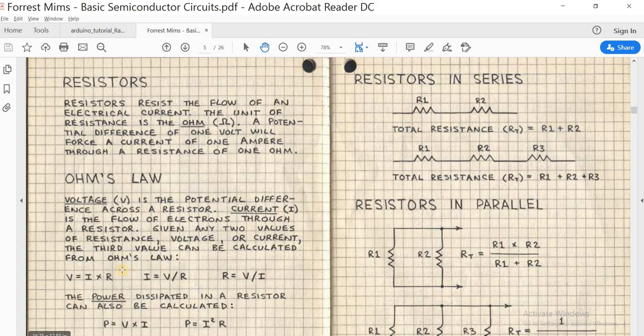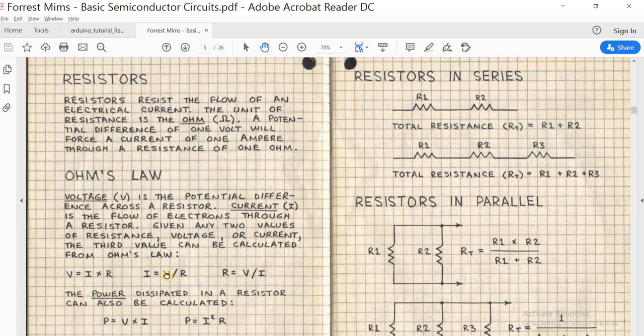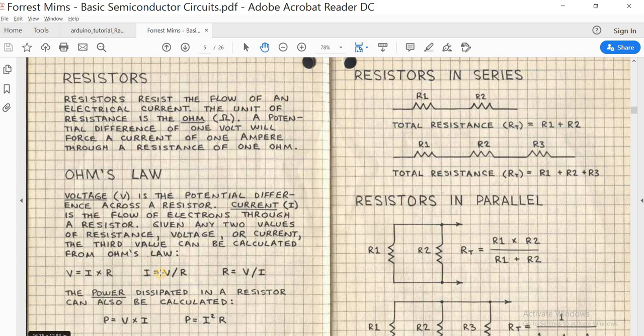So that's the reason why in the PDF they said V equals I times R. V equals I R. This is Ohm's law. So V is directly proportional to I. I is directly proportional to V and inversely proportional to R. That means I is inversely proportional to R.